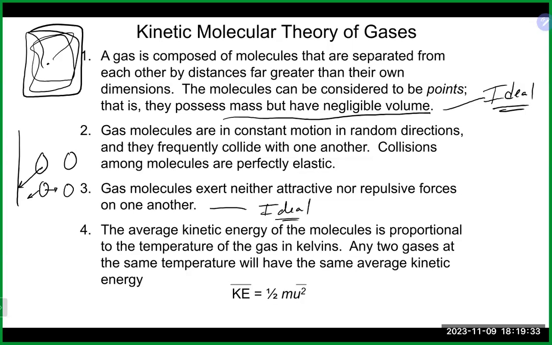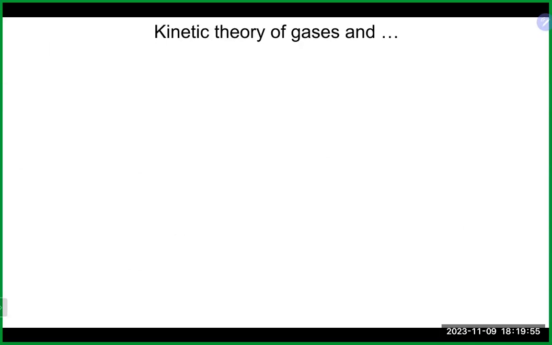The last part of this is that the average kinetic energy of a molecule is proportional to its temperature. So if we increase the temperature, we expect our gas molecules to fly around faster. And if we lower it, they should fly around slower. We're not going to calculate any kinetic energy, but that's the calculation for it.